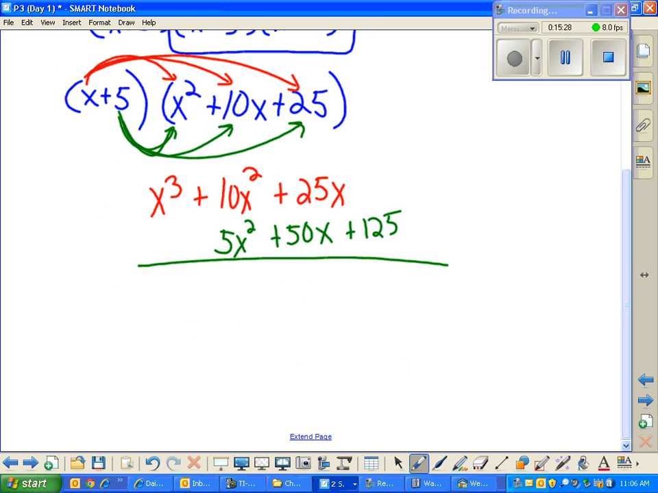So add them up. We have x to the third plus 15x squared plus 75x plus 125. That's our answer.